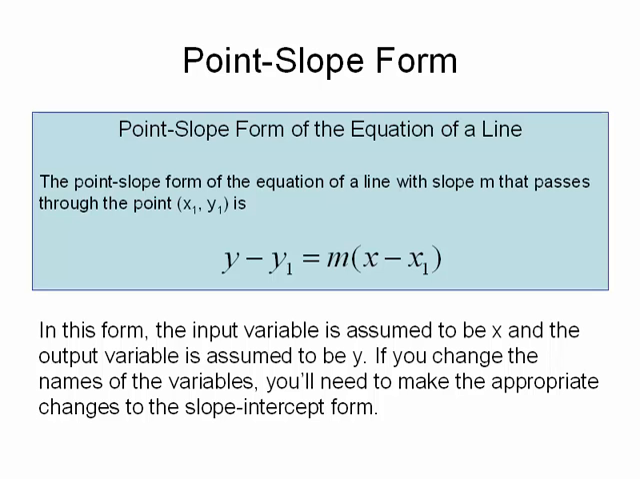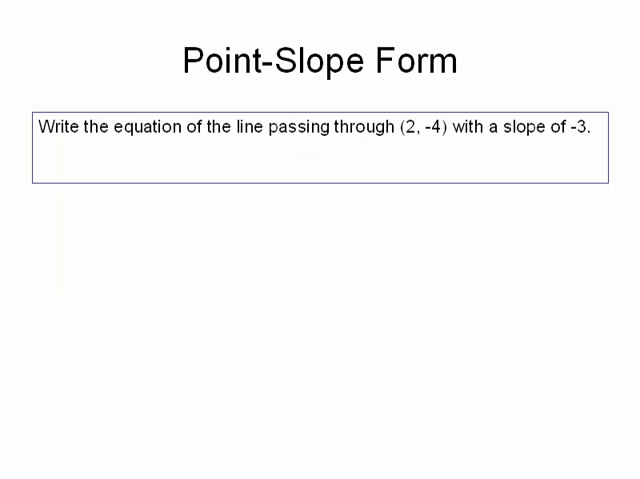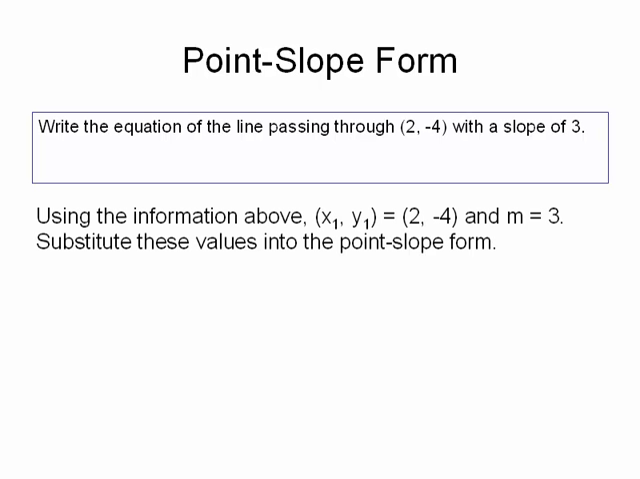Just like in the previous form, if you change the name of the variables, you'll need to make the appropriate changes in the slope-intercept form. So let's go ahead and use this. Write the equation of a line passing through the point (2, -4) with a slope of 3. Using that information, we know that the point (x1, y1) is (2, -4) and that m is equal to 3. Let's substitute these values into the point-slope form.